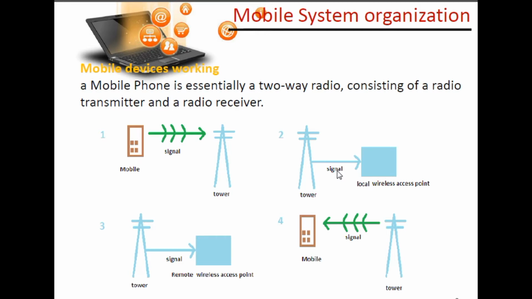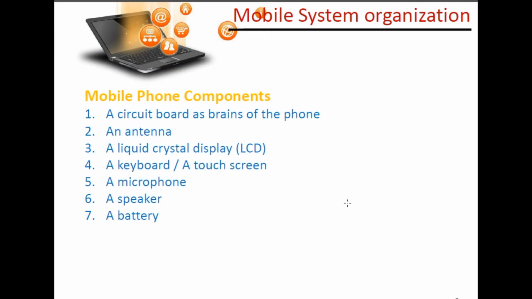As you can see in this particular figure, students, here is a block diagram. A mobile sends the signal with the help of this particular tower, and then the second tower will receive the signal again and transmit it to the local wireless access point. After that, this local wireless access point will send the signal to the next tower, and it finally sends the signal to the destination mobile phone or number. Okay.